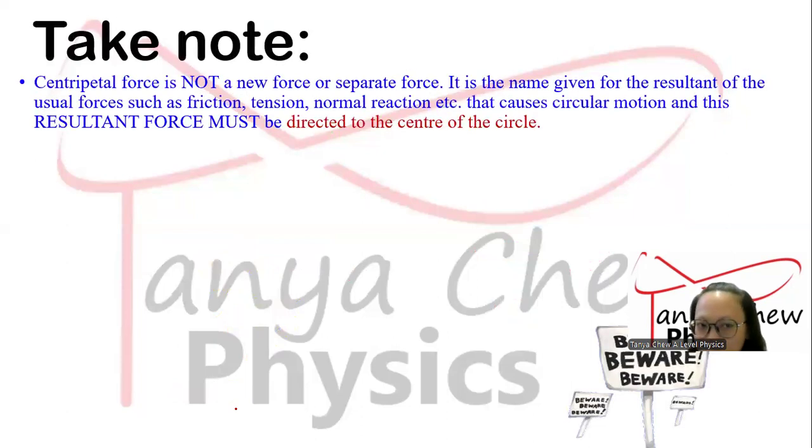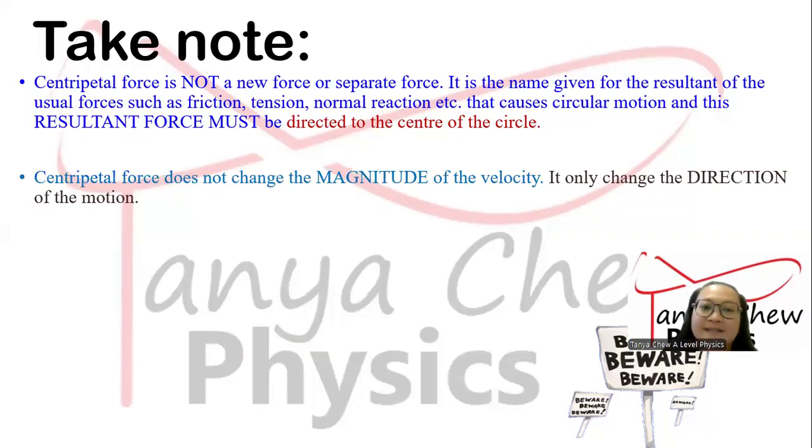Now, also please take note, centripetal force is not a new force or a separate force. It is the name given for the resultant of any other forces such as friction, tension, weight, normal reaction, etc. that cause an object to move in a circular motion. And this resultant force must be directed to the center of the circle in order for it to be called centripetal force. Centripetal force does not change the magnitude of the velocity. It does not make the object move any faster or slower. It is only responsible for changing the direction of the object so that the object can complete a nice circle.